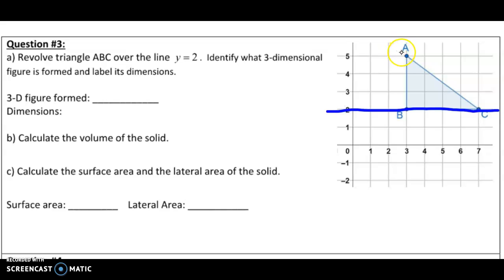The third point is not on that line, so I count the shortest distance to the line, 1, 2, 3. And I go 3 in the other direction, and that is my new point. And I'm going to connect.